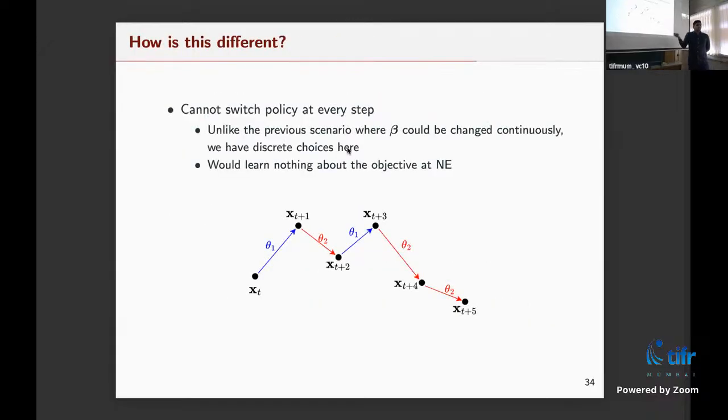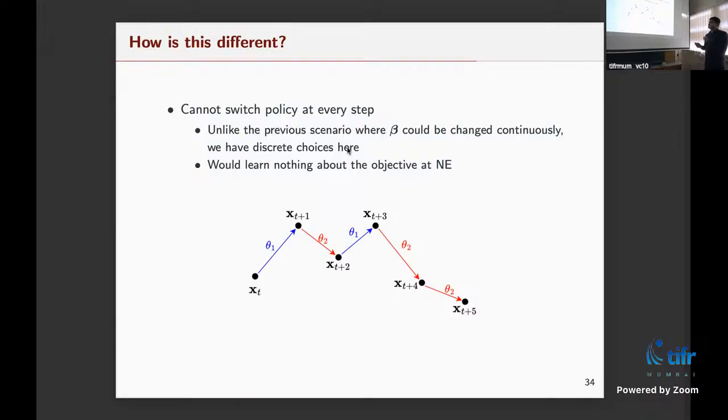So how is this different from scenario 1? In scenario 1, what the manager was doing was controlling a continuous parameter beta, and there was a possibility of slightly changing beta at each time step. Here there is no such possibility. It's a discrete set of parameters, and basically if the manager keeps changing the policy at every time step, they will learn nothing about the actual Nash equilibrium. They will just keep observing some oscillating version, for example.